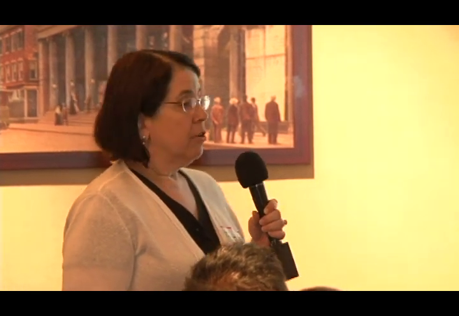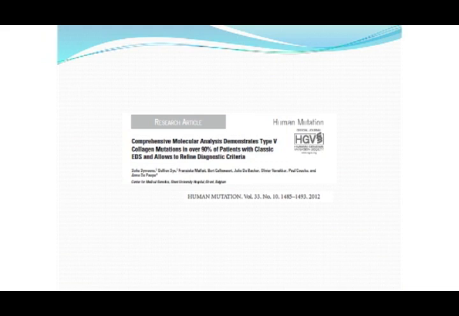Now, also from Dr. De Paepe's lab is this analysis, which is very interesting. This was published in Human Mutation in 2012. They found that if they very carefully defined the classic type of Ehlers-Danlos syndrome, they were able to find type 5 collagen mutations in over 90% of the patients.